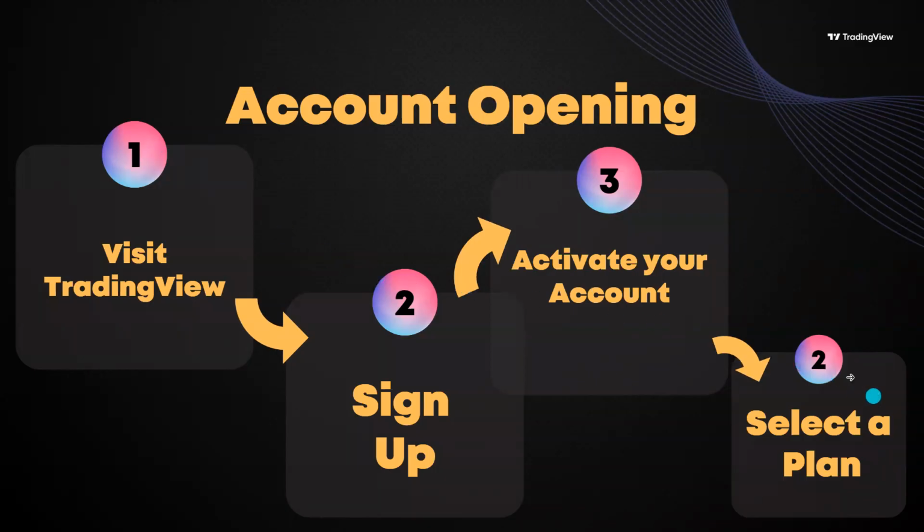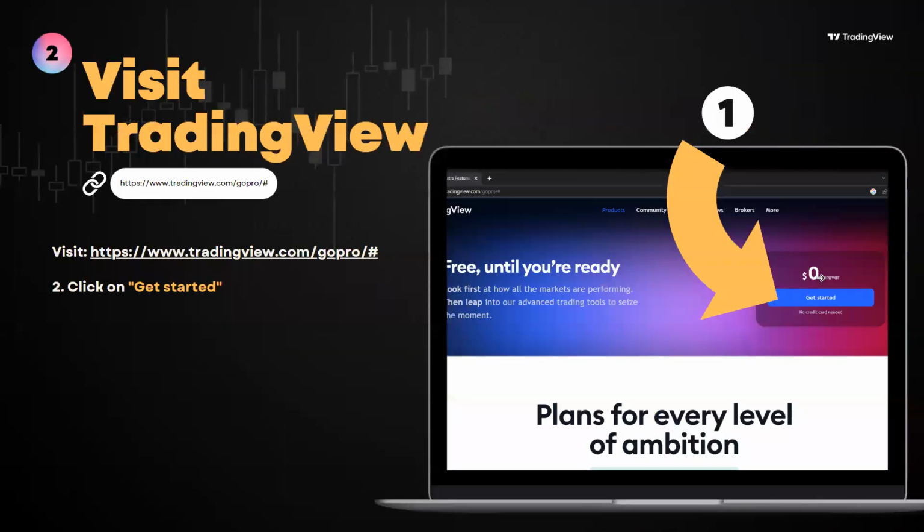It is 4 steps. Sorry for this. Number one is visit TradingView and then sign up. We'll activate your account and then you can select a plan. Let's go to step number one, and that means visit this homepage here, tradingview.com/gopro/hash. You go to this website here and click on get started.